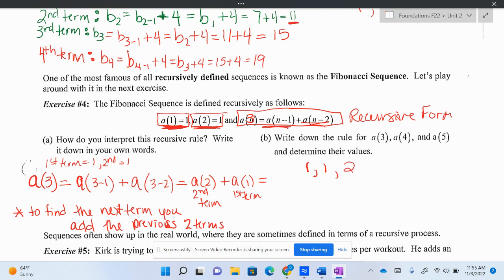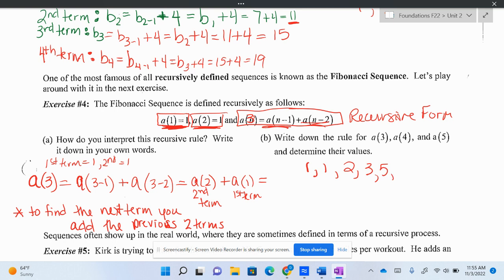How did you do that? Because 1 plus 1 is? Okay. So to get to the next term, we have to take the 2 numbers before it and add them together. What's the next term? What's 2 plus 1? Okay. To find the next term, we take the 2 terms before that and add them together. So what's the next term?